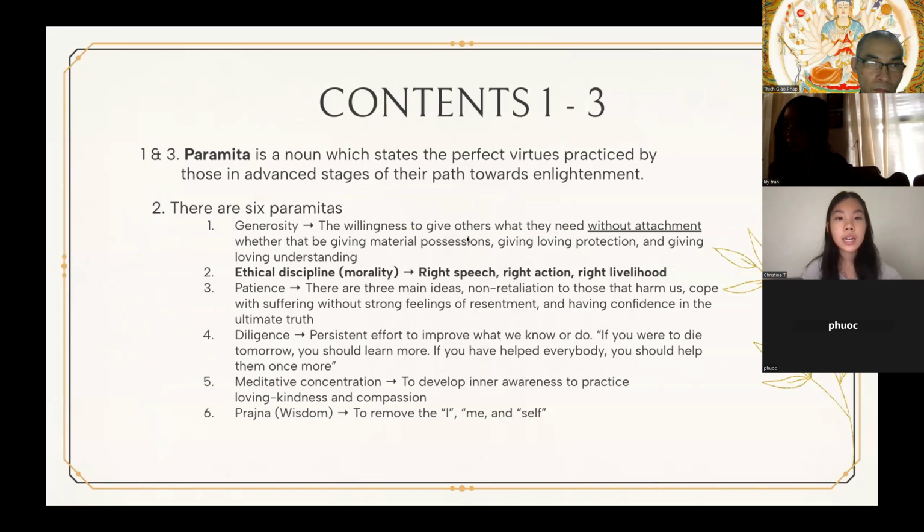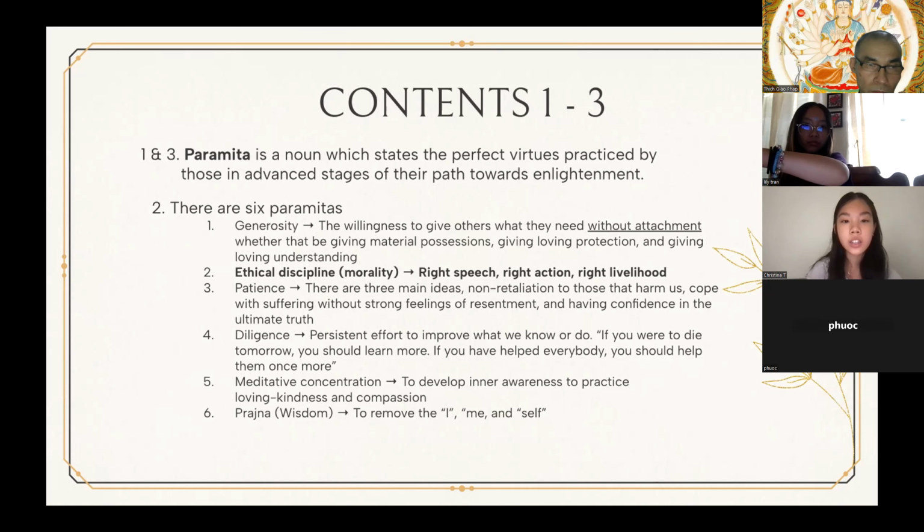So, Paramita is a noun which states the perfect virtues practiced by those in advanced stages on their path towards enlightenment. There are 6 paramitas: generosity, morality, patience, diligence, meditative concentration, and wisdom. But in this presentation, we'll be focusing on morality.